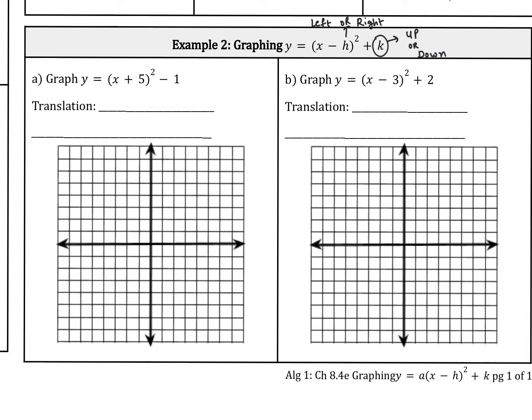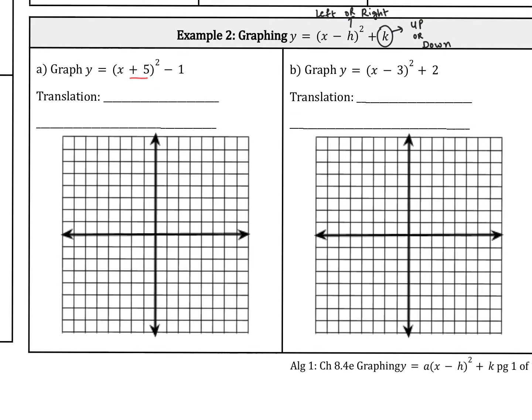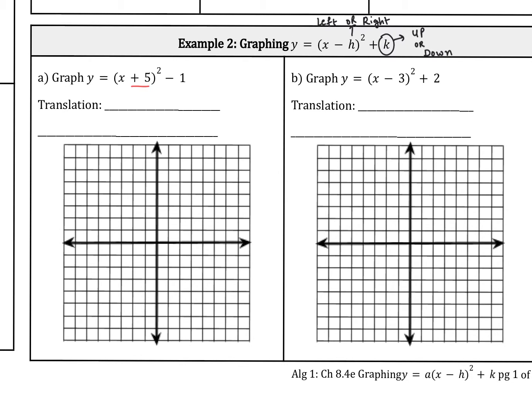Now example A, graph y equals (x plus 5) squared minus 1. The plus 5 means that you're going to move the graph 5 units to the left. And for negative 1, you're going to use the up and down, so it's going to go down 1 unit.